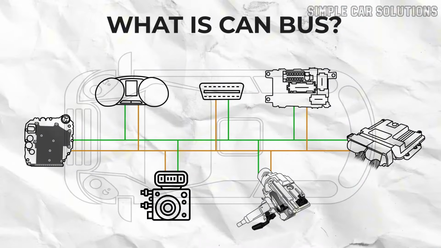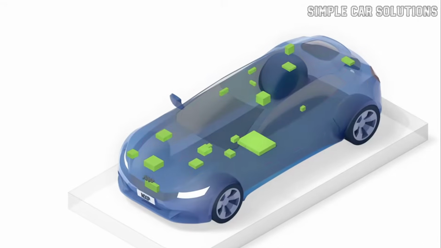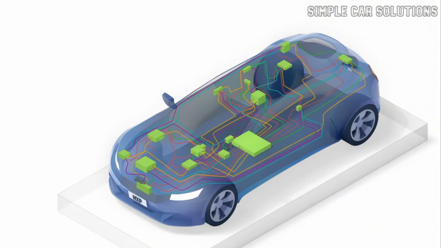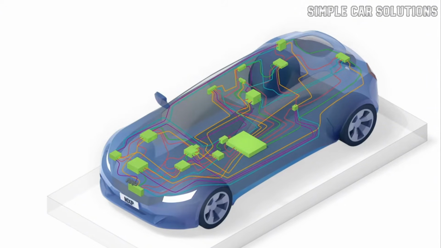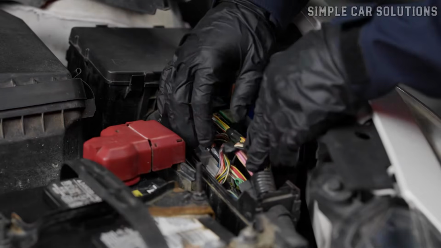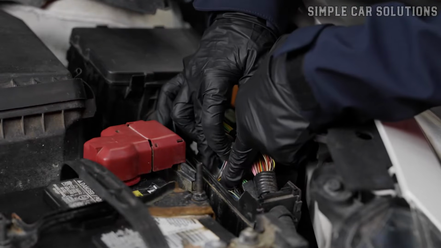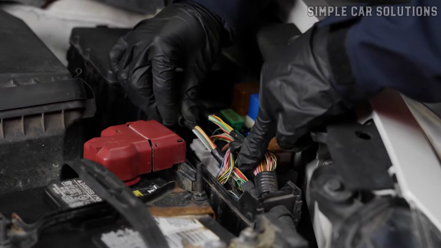All of these modules talk to each other over what's called a CAN bus or controller area network. You can think of it kind of like the wiring version of an Ethernet network in your house, where all the devices plug into a hub. The CAN bus is the set of wires that lets the modules share information back and forth.